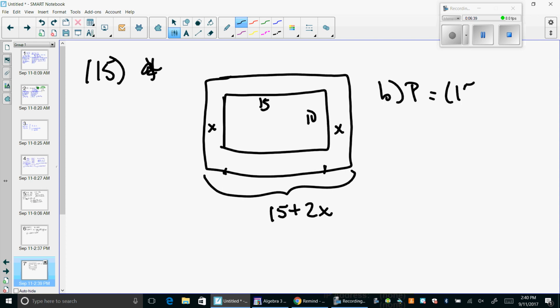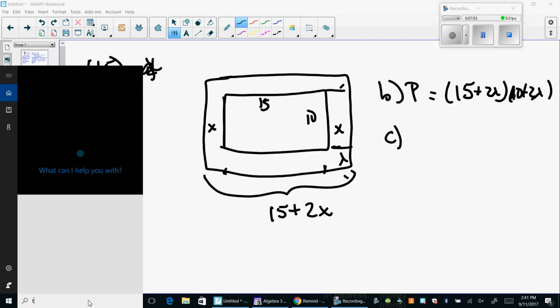So 15 plus 2x times the width would be, it's 10 from here to here, and then I've got an x. So it would be 10 plus 2x. 10 plus 2x. That's the perimeter. C says use a graphing utility to graph the equation for the perimeter.